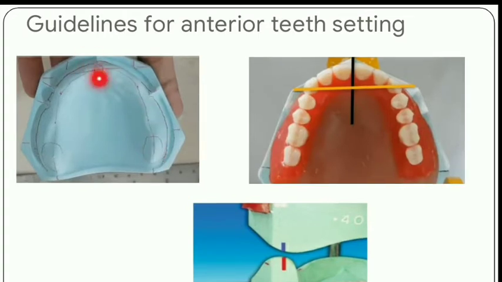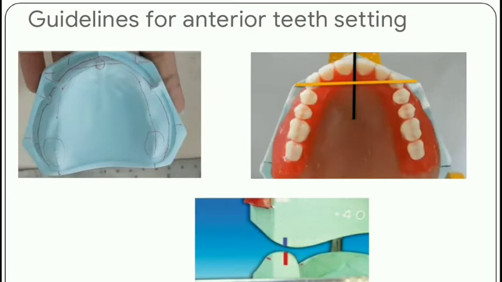Mark the incisive papilla, bisect it and extend the lines onto the land area of the cast. This is called the CPC line, that is canine papilla canine line. This is the position of the tip of the canine. In this picture we can see the canine tip corresponds to the CPC line.